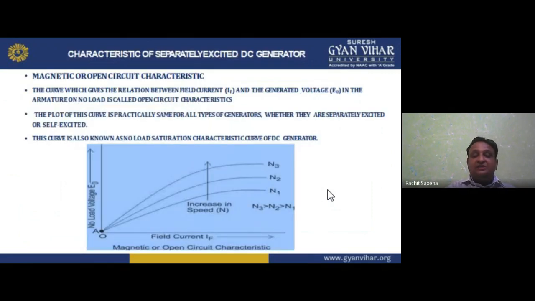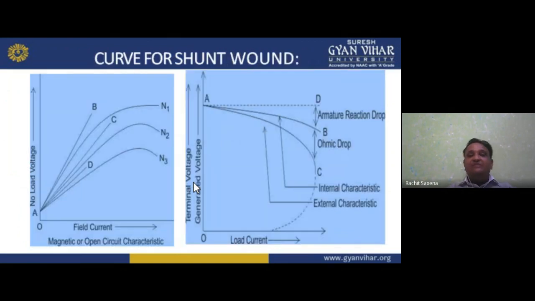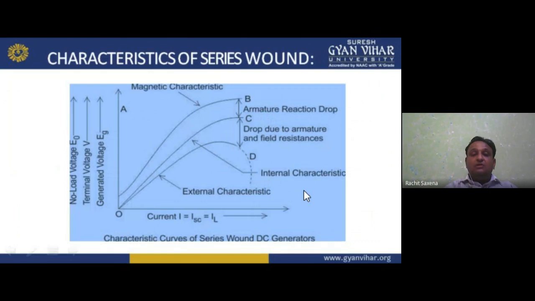And on the basis of characteristic, for separately excited, we have the first characteristic, that is no load characteristic, basically E naught versus IF. Then we have the internal characteristic and external characteristic based on armature reaction drop and ohmic voltage drop of separately excited. This is showing you the separately excited, not self-excited. Next, we have the shunt wound, and this is the shunt wound magnetic characteristic. This is the internal and external characteristic of shunt wound. This I am combining with the series. This is constant. In series, we have the straight line. Then with the armature reaction drop, we get the C point.